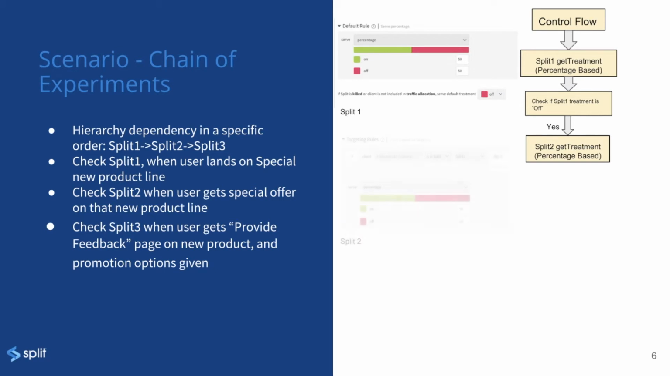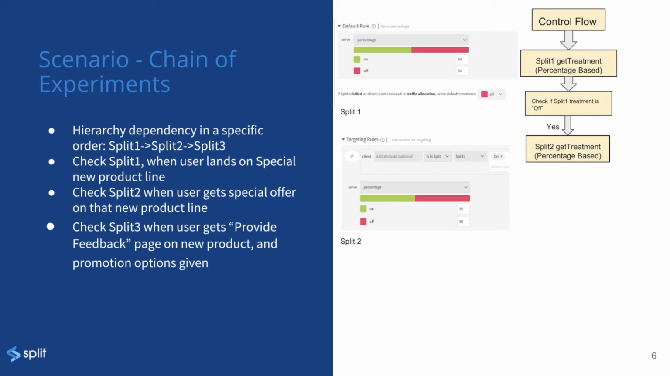So how do we do that? We create another split that shows this special offer, and we have to put a condition that only the users who got on in the first split should be entitled to enter this other experiment, which is the special offer. And that's why we have to put a dependency rule here.